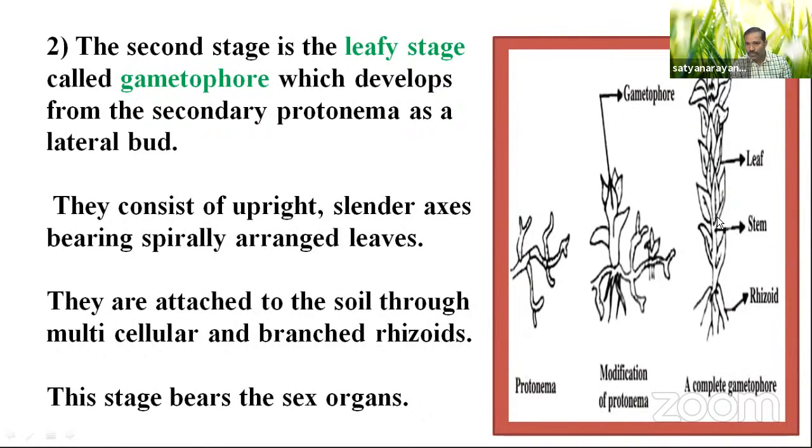How does the gametophore stage develop? The lateral bud of the protonema develops and forms the gametophore. After development of the gametophore, it produces the sporophyte. So the sexual organs are present in the gametophore. The sexual organs are absent in the protonema stage. So here you can find two stages. The spores will develop and produce the first stage of the thallus called protonema, and the second stage is called the gametophore, which is the developed one and bears the sex organs.